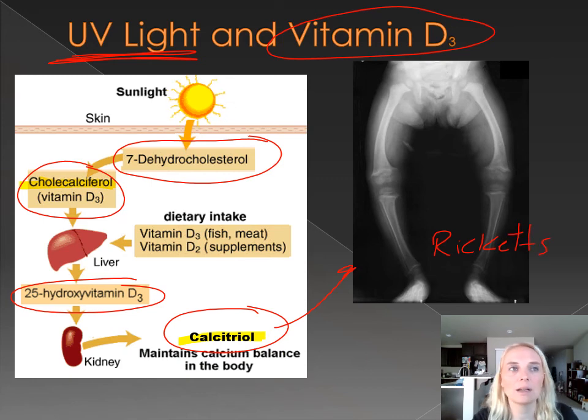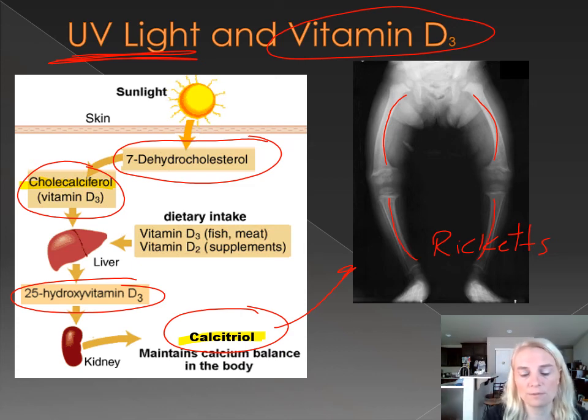So rickets is bones that have not calcified properly, and a lot of times you can see, like in this X-ray, they're bent. Bones typically don't have that curve to them. Your femurs, that's the bone in your thigh. We don't really see it too much now in the United States because we have vitamin D fortified milk, and most people in the United States get enough sunlight or vitamin D supplements in the food that they're eating.